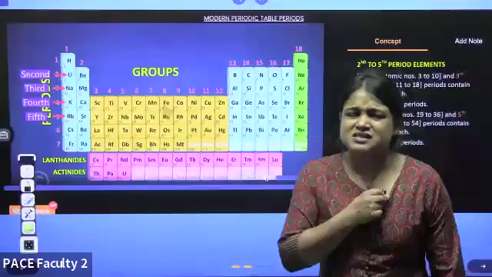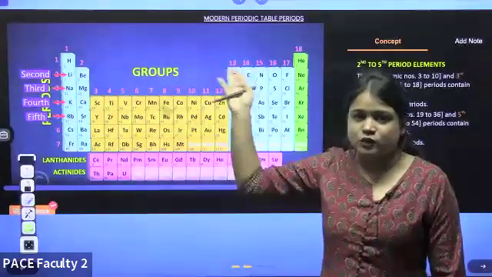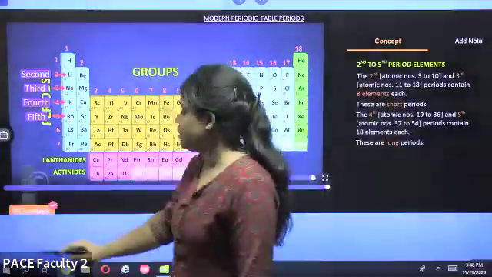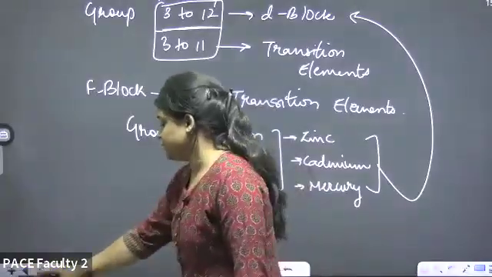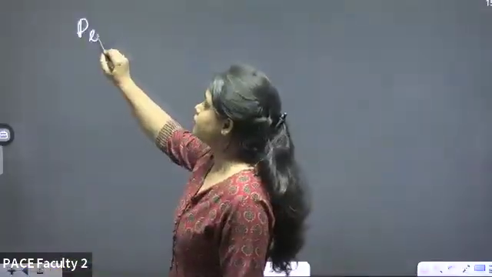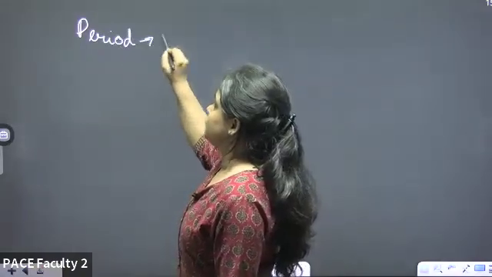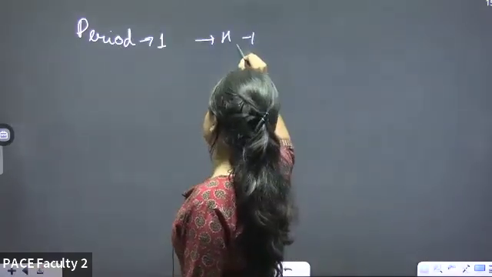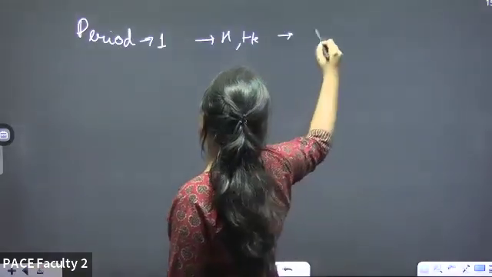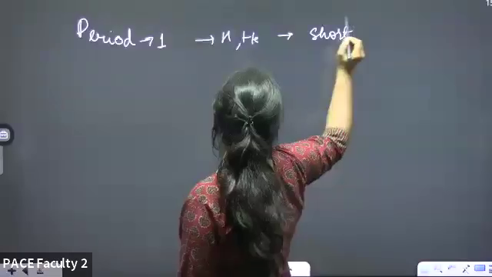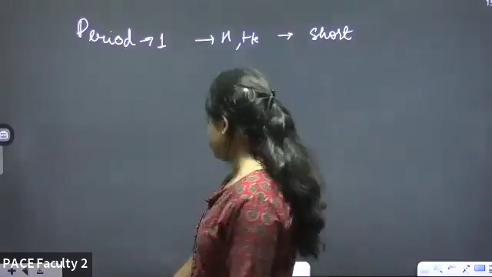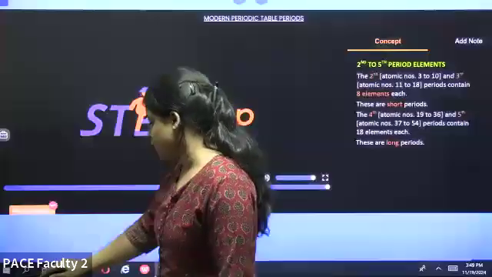Okay, so basically he's saying that the first period only has 2 elements, right? You see period number 1 only has hydrogen and helium. So this is called the short period. No, this is called the very short period, I think. Wait.